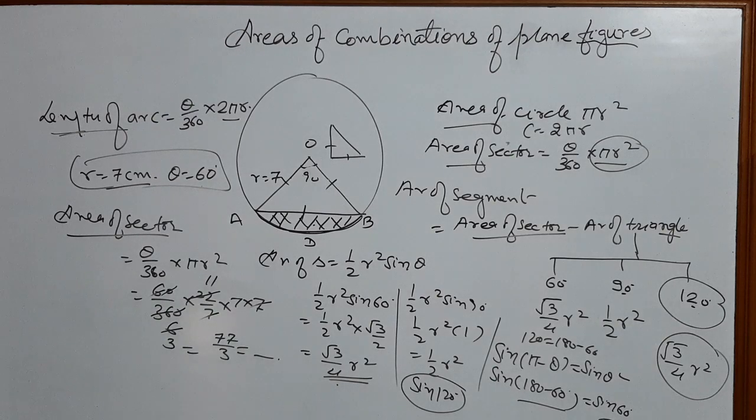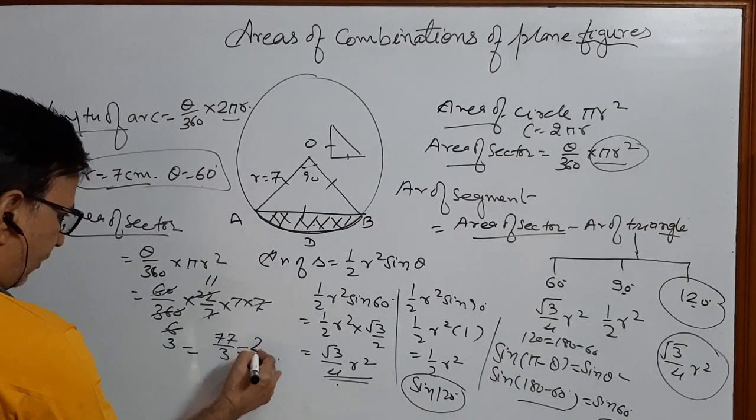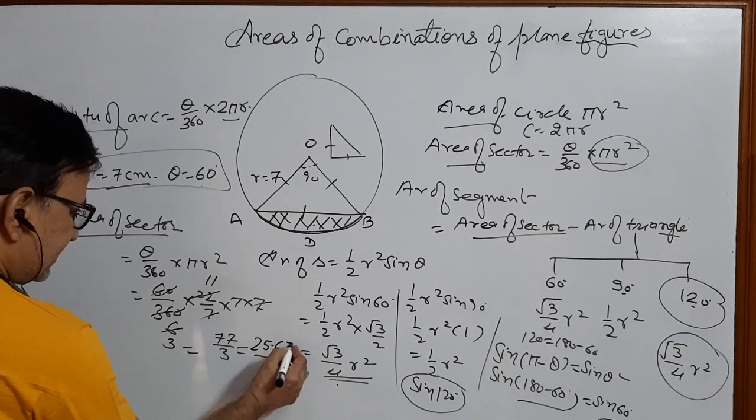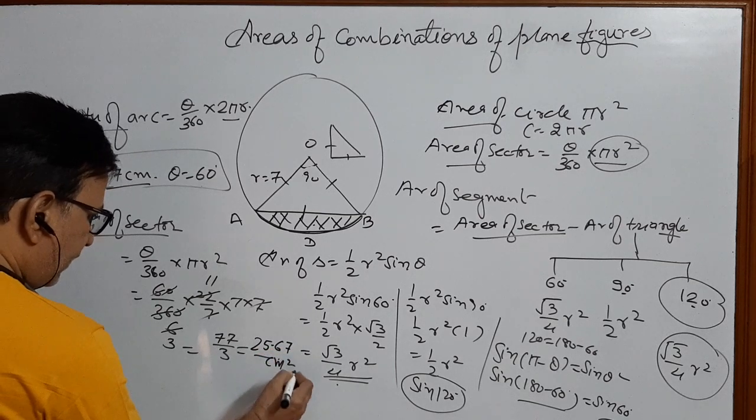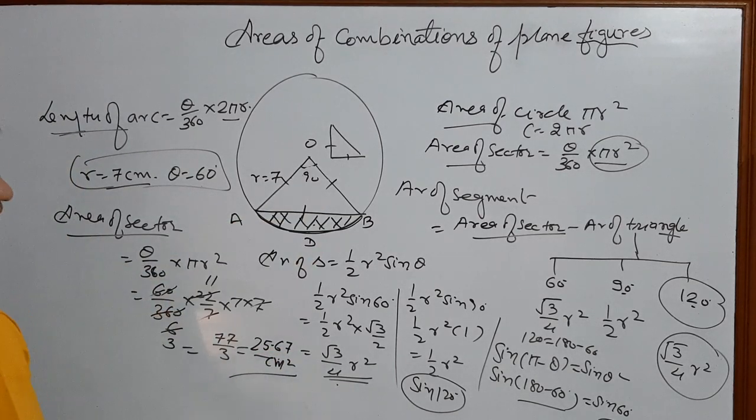When you divide 77 by 3, you get 25.6667, an approximate answer. So this is the area of sector, right? Now suppose you have to find the area of segment.